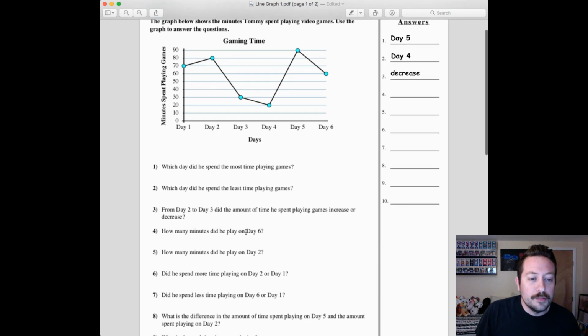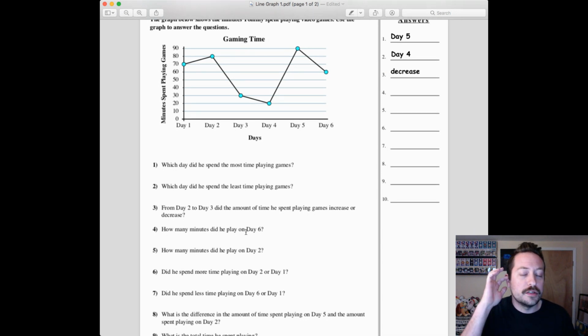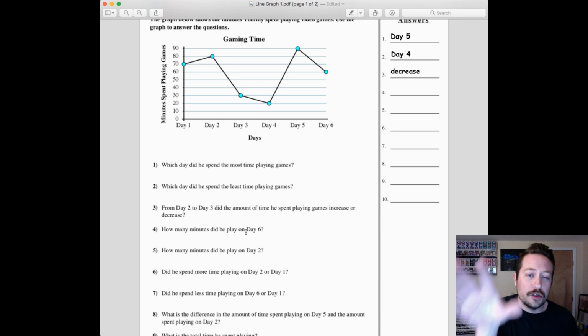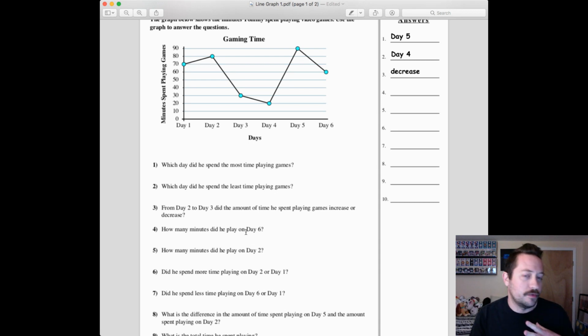Okay, number four, and I'm going to go through these questions because your assignment is going to look just like this sheet, but it's going to be a different topic with different numbers. But it's important that you know some of the terminology and the way to answer these questions because they're going to ask you these questions on your assignment.